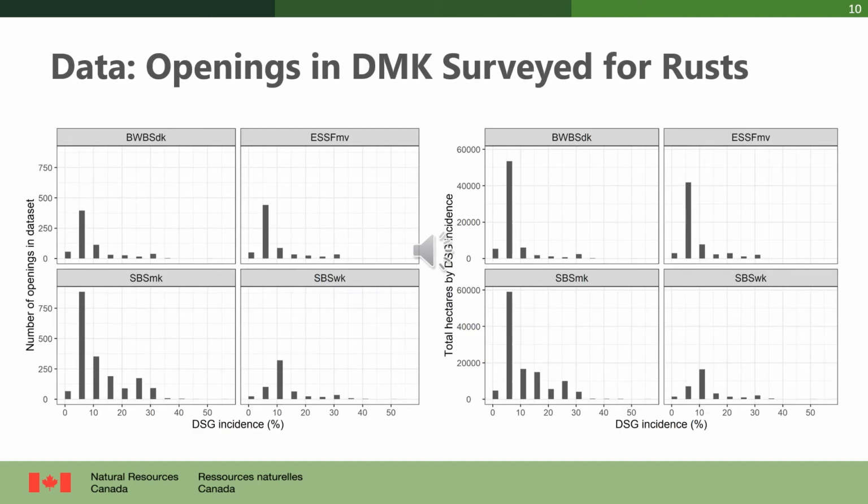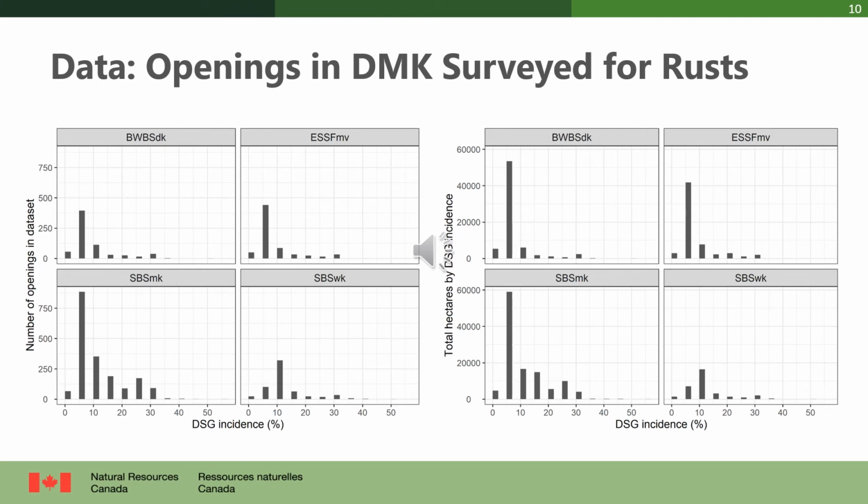A summary of the data from the Mackenzie TSA is shown in the set of figures presented here. Again, this data comes from openings in the Mackenzie TSA that had been surveyed for rusts. On the left, we have the number of openings in the results database where Western gall rust was noted, and I've separated these by Beck subzone. We can see that the majority of the stands had between 5 and 15% rust incidence levels at age 15.